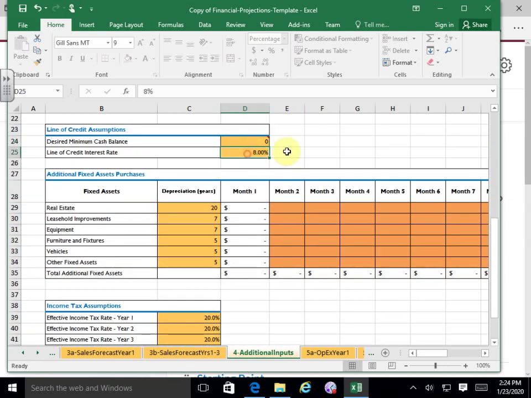Line of credit interest rate, that may not be that far off. Lines of credit sometimes are a little less than other types of loans. So maybe in that 6 to 7%, 8% wouldn't be all that far off. This stuff you probably don't need to mess with too much.